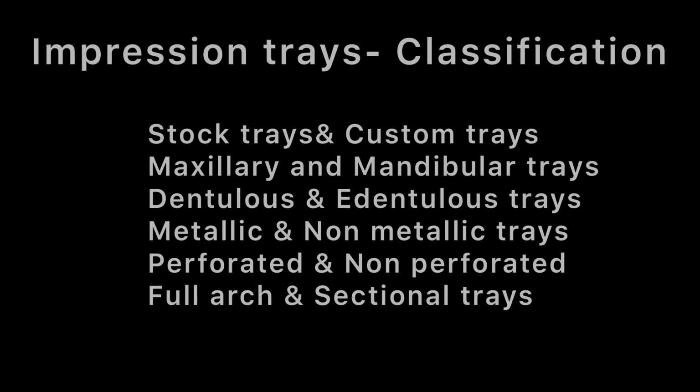Depending on the method of fabrication, it can be stock trays or custom trays. On the arch used, it can be maxillary trays or mandibular trays. If it's used on a dentulous mouth, it's dentulous trays, and there are edentulous trays for making impressions of edentulous mouth. Depending upon the material of the tray, it can be metallic or non-metallic. If perforations are present in the tray, it's a perforated tray, and if not, it is a non-perforated tray. We have full arch trays and sectional trays for making impressions of specific quadrants.